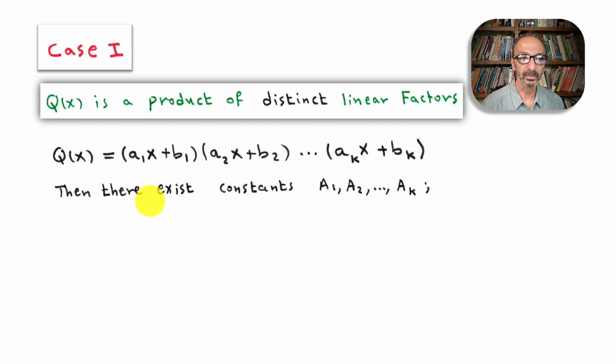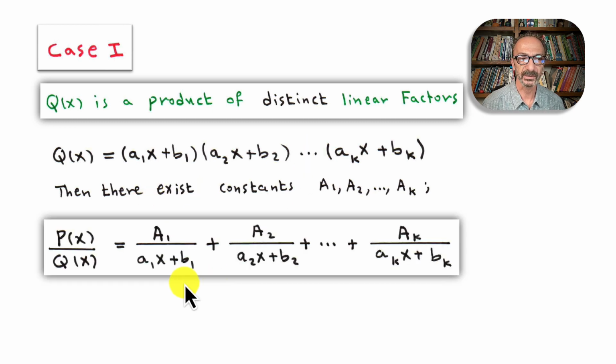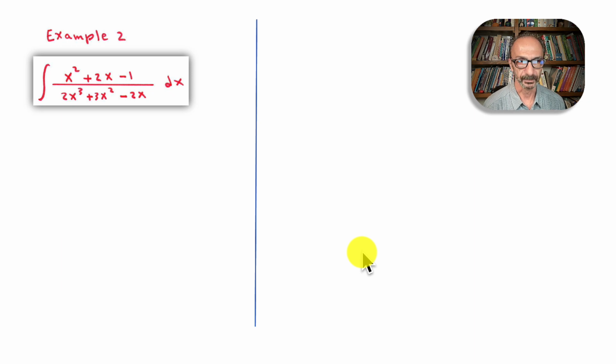such that we could write p of x over q of x as a sub 1 over the first linear factor, plus a sub 2 over the second, all the way to a sub k over a sub k x plus b sub k. Of course, this a is different than this a. We're using different sized letters. Example number 2.